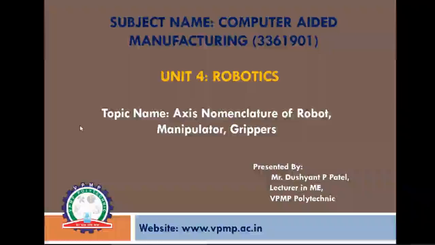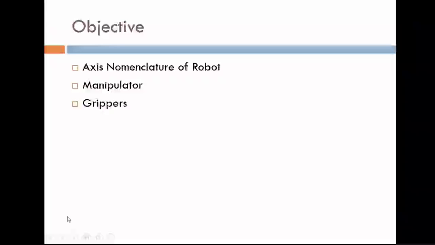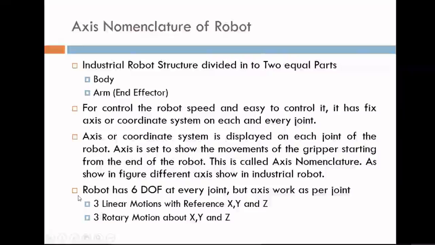Let us start our topic for today: axis nomenclature of robot, manipulator, and gripper of robot. Today's objective is axis nomenclature, manipulator, and the gripper. Axis nomenclature of the robot.